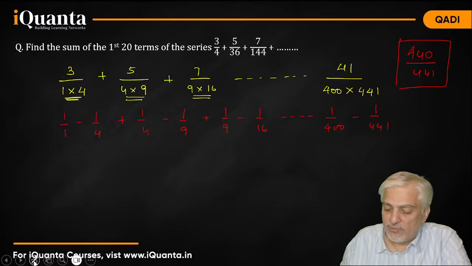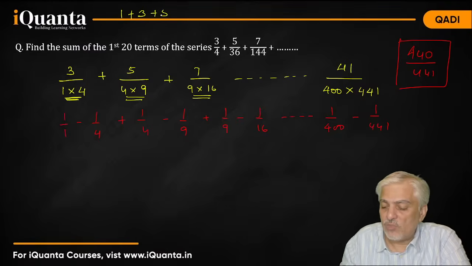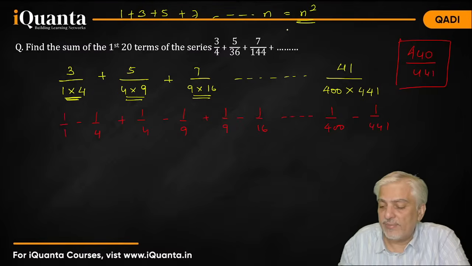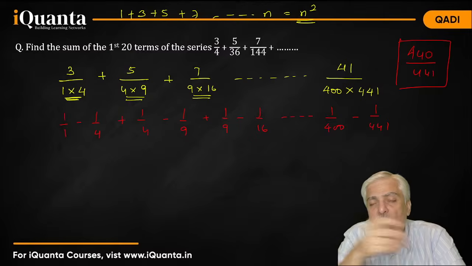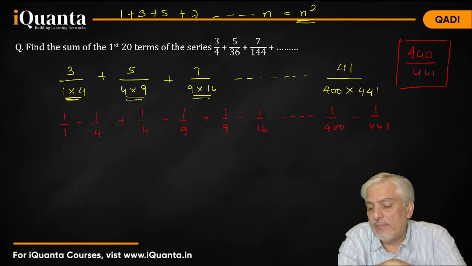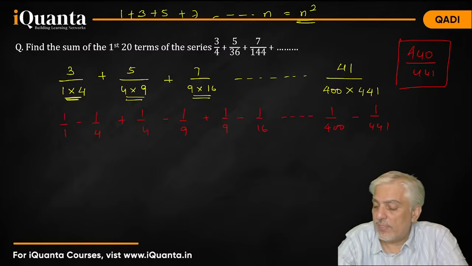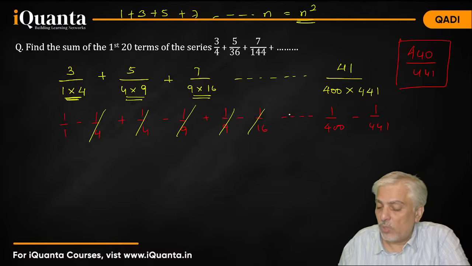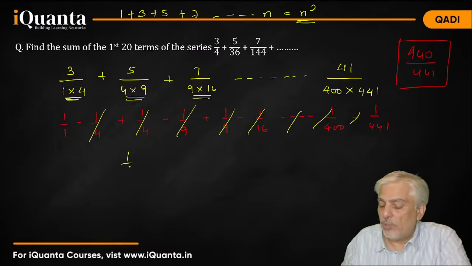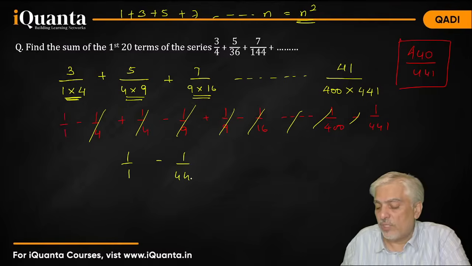The formula for all odd numbers: 1 plus 3 plus 5 plus 7 up till n terms, the answer is n square. So if it goes till 41, there are 21 numbers, that is why it is 21 square. While in this method, this and this cuts out, this and this cuts out, all terms cut out. We are left with only 1 upon 1 minus 1 upon 441. Answer is 440 upon 441.